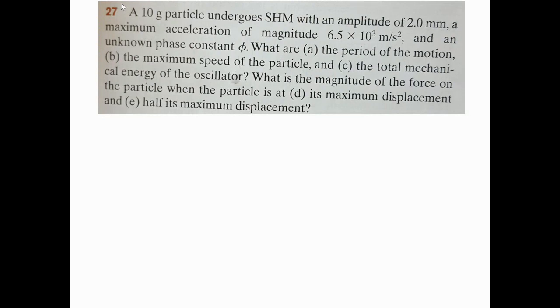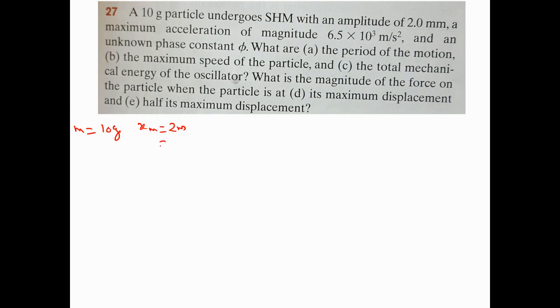What is the meaning of SHM? SHM is simple harmonic motion, which has an amplitude. That means the motion has some waveform. So the mass of the object is given. What is the mass of the particle? The mass of the particle is given as 10 gram, and it has an amplitude. What is the value of amplitude? Xm is given as 2 millimeter.